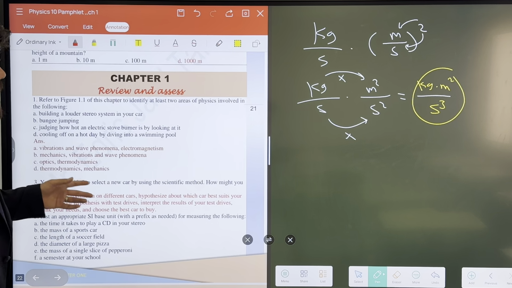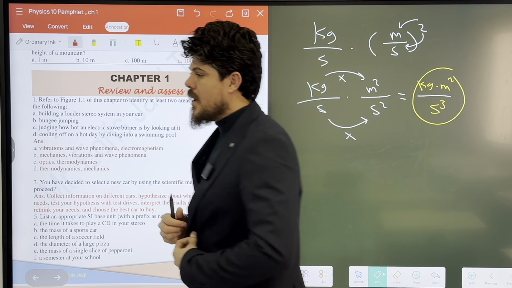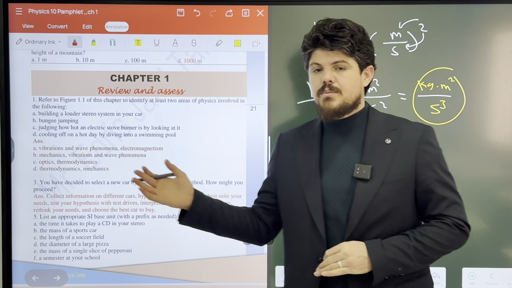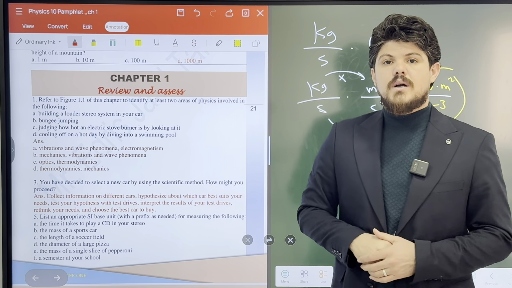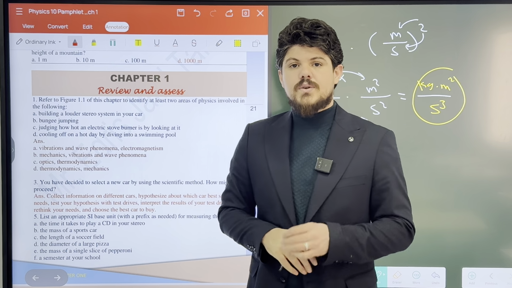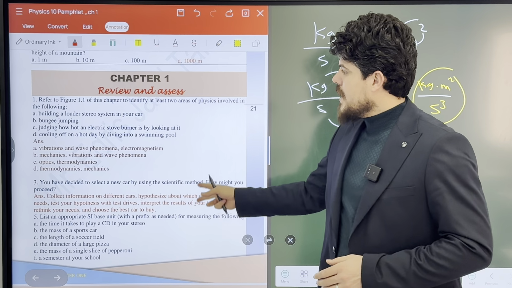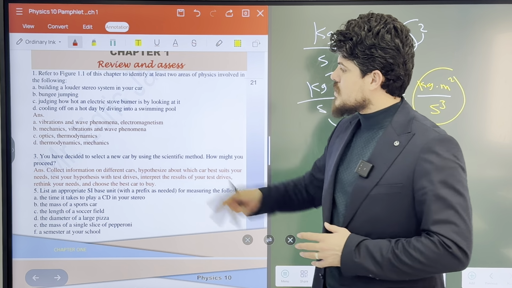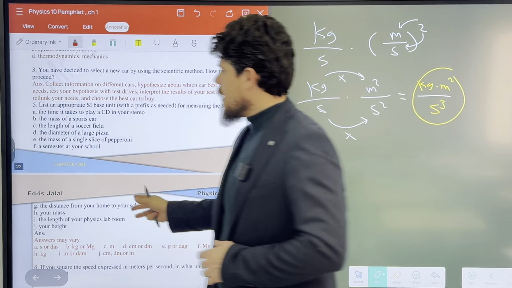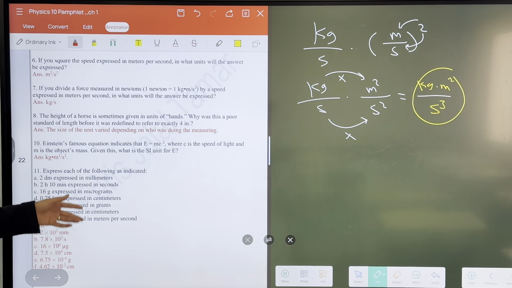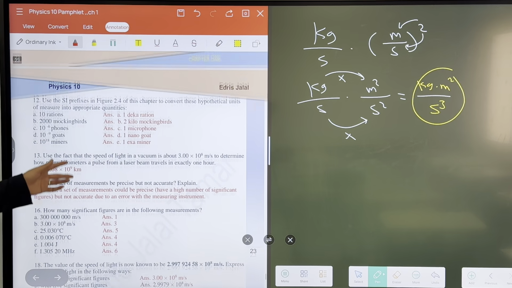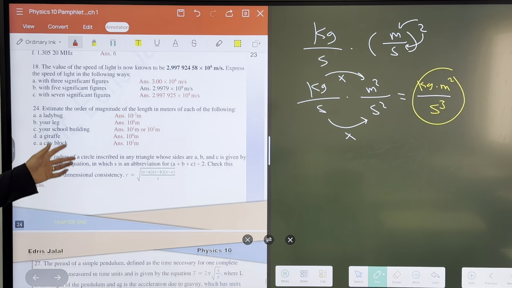Okay, so we finished chapter 1, and hope you get benefited from this lesson. Inshallah, I will continue to record the other chapters for the physics for grade 10. The questions of the chapter review are already solved here, related with the chapter and with the content that we studied. All questions are very easy. You can solve by yourself.